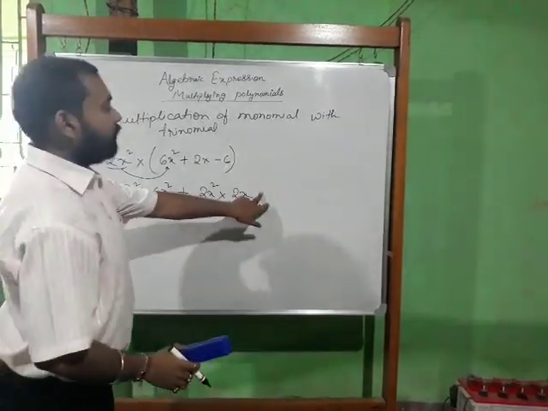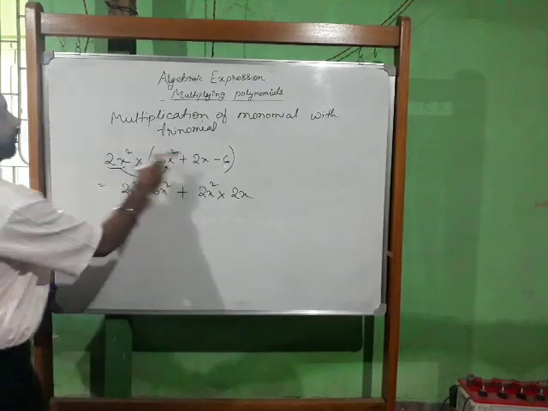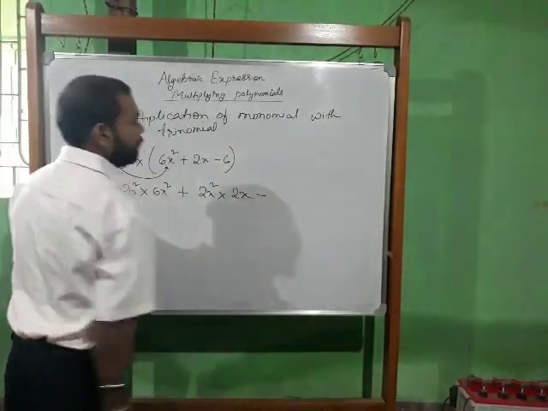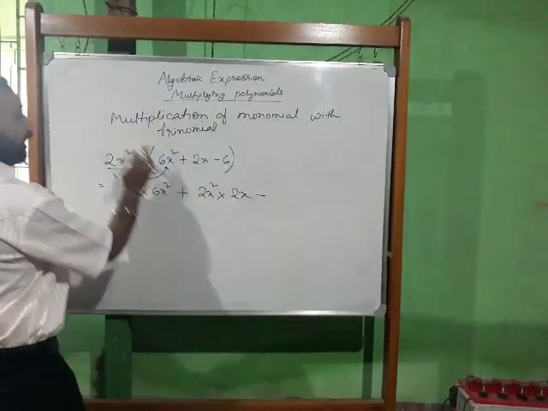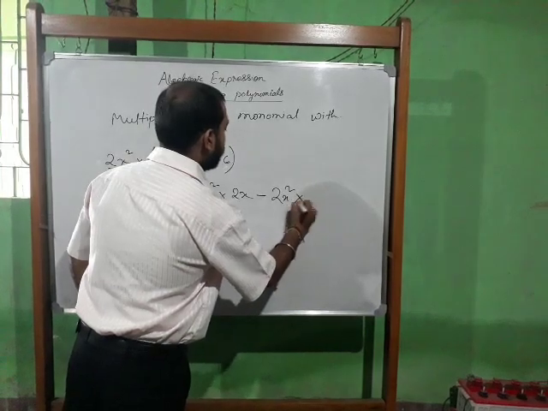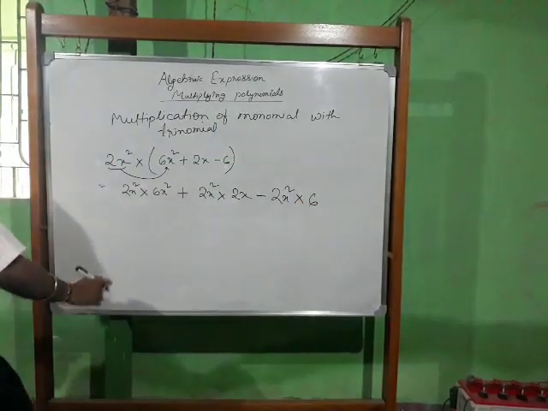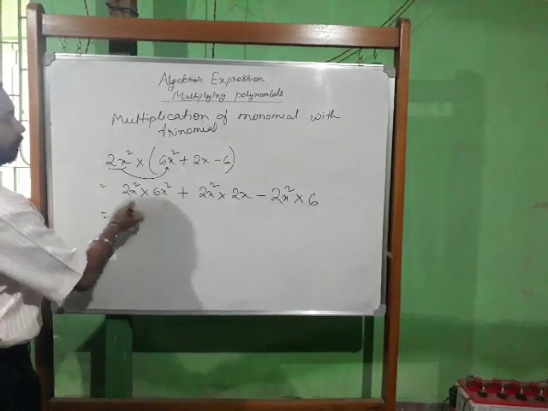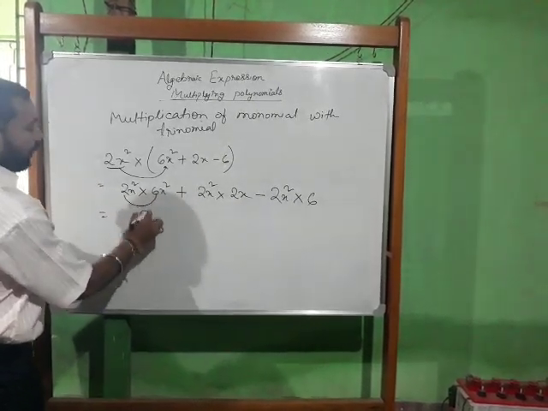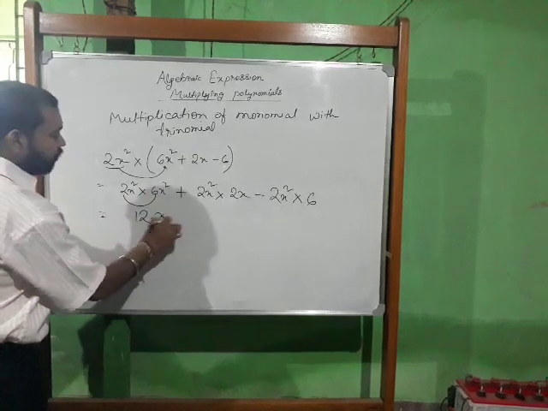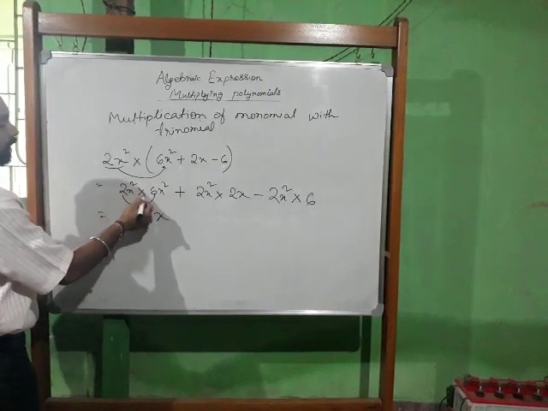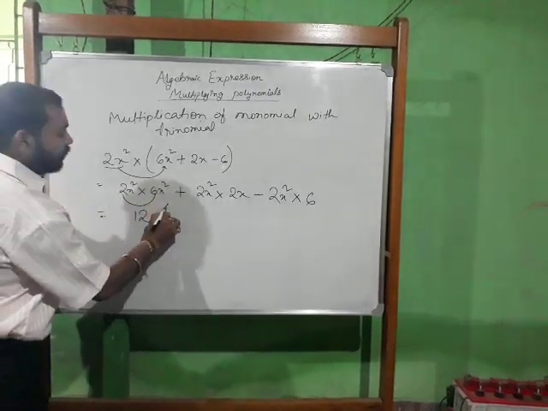Now here what sign will we give? This is plus, this is minus. So plus and minus, what is it? Plus and minus is minus. So write minus. Now 2x square multiplied with 6. Okay, now just proceed with the calculation. 6 into 2 will be 12, and here the variable is x, so write x. The power is 2 and here it is 2. Since multiplication is there, we have to add the powers. 2 plus 2 is 4.